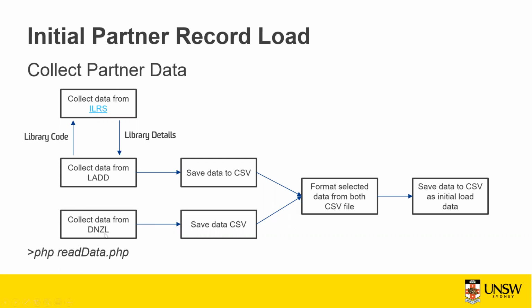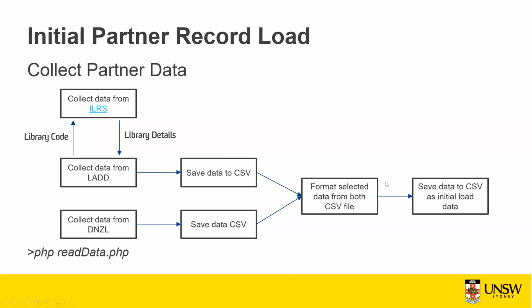At the same time, the script also collects data for the New Zealand libraries and saves the data into a separate CSV file. When those two files are available, the script loads the data from these two files, combines them together, and selects the data we need for the initial load to create the initial load data file.